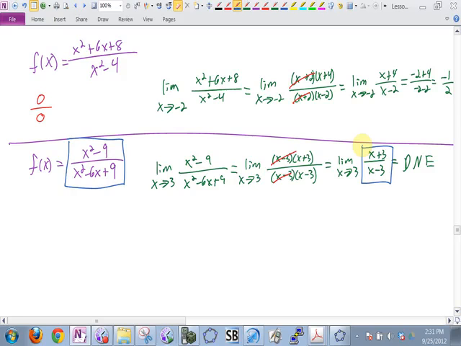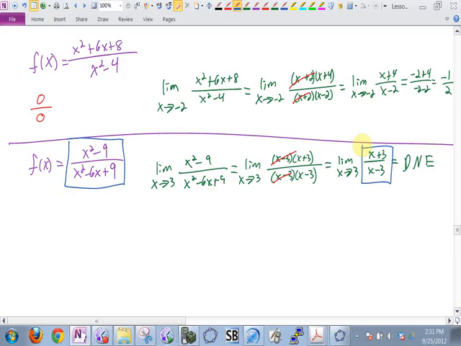Because you're not filling a hole. You're not adding a single point into the graph. Canceling that common factor didn't actually do anything. We actually classify discontinuities. There are two types of discontinuities. There are discontinuities that are called removable, and there are discontinuities that are called non-removable.